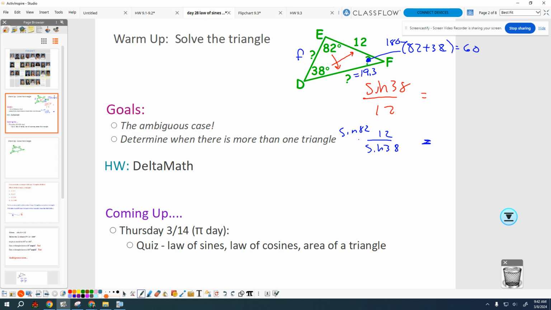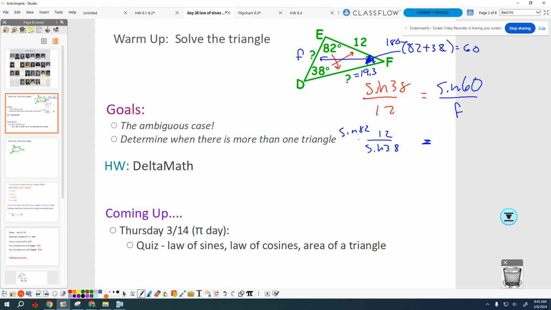Well, I need to set up the whole thing. So I'm gonna use the one that Joseph found for us first. Sine of 38 over the side across equals sine of this guy over the side across. What is the angle that Will found for us? 60 degrees, because all three angles in a triangle add up to 180. He said 38 and 82 add up to 120. 180 minus 120 is 60. So sine of 60 over the thing we want to know.